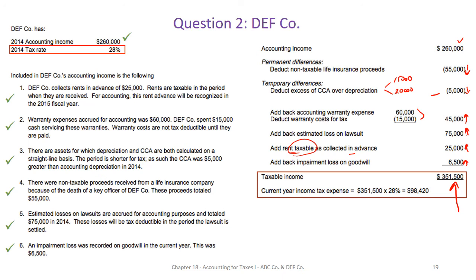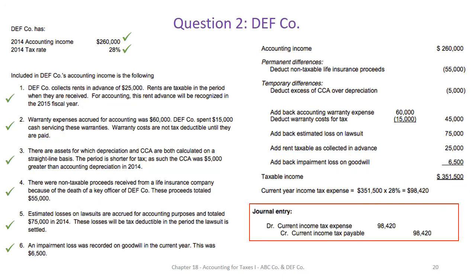And so the taxable income is $351,500. And then if we multiply by our tax rate of 28%, we end up with a current year tax expense of $98,420. And then our final journal entry, again the same as with ABC Company, a debit to the current tax expense and a credit to the payable of $98,420, and we're finished.